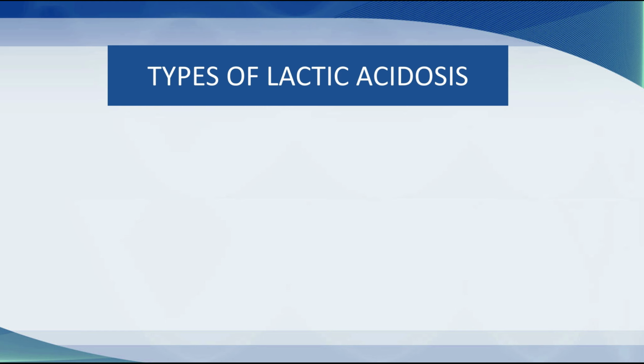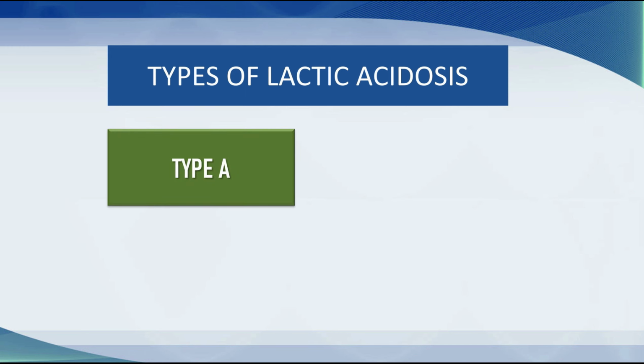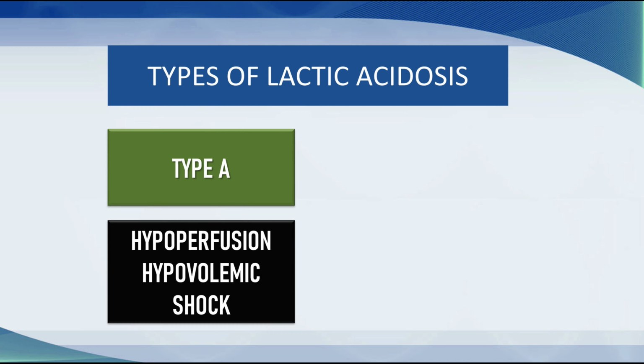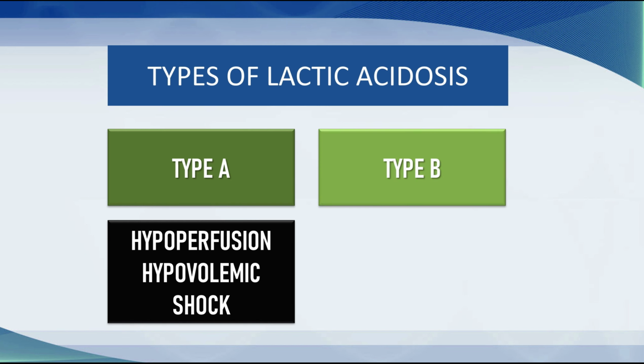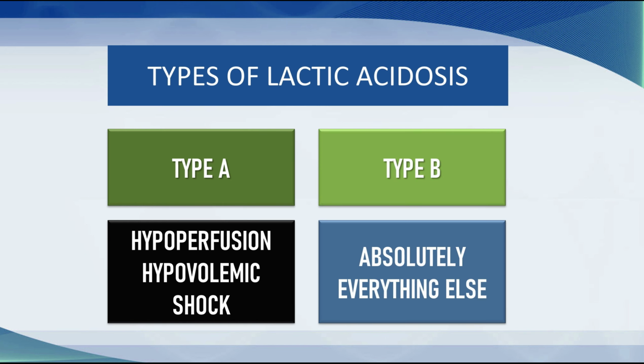The traditional approach to assessing lactic acidosis is to divide it up into two types. Type A, which is hypoperfusion and hypovolemic shock. There is an oxygen debt and you have high lactate, high glucose, low mixed venous oxygen saturation, and a reduction in the stroke volume and the stroke volume variability. Type B is lactic acidosis caused by pretty much everything else.